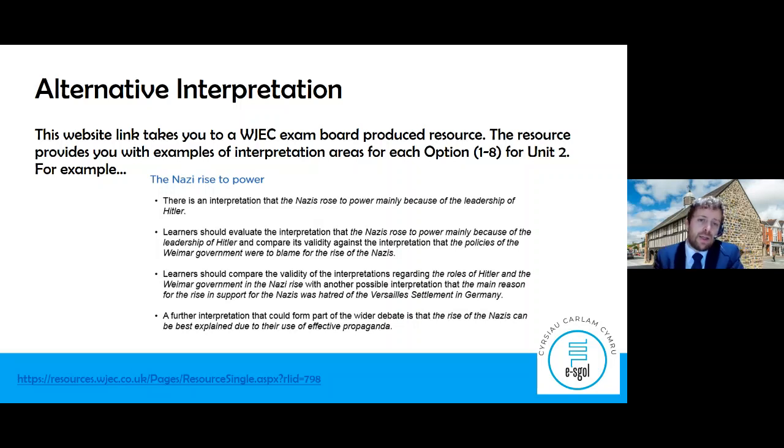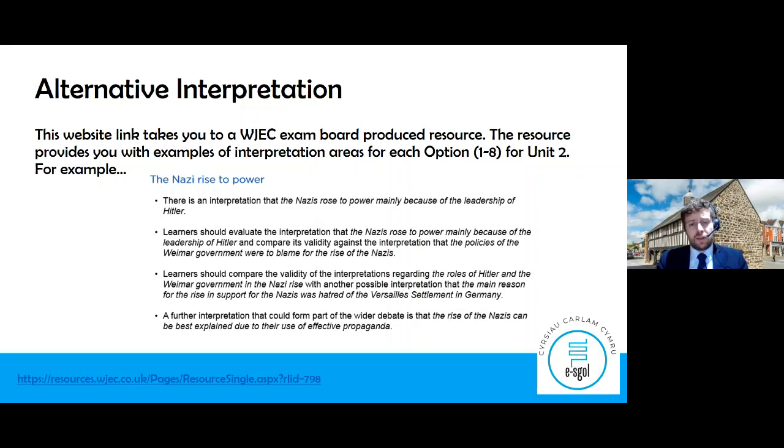Well, that is definitely not an interpretation we've come across so far in this question. The one in the question was that it was Hitler, and the same in interpretation 1. In interpretation 2, it was the failures of the Weimar government. This different interpretation is that it was the hatred of the Versailles settlement that lots of people supported in Germany. So it's a different interpretation, and that is what I mean you can include as the alternative interpretation. Here again, it gives you a further interpretation that could form part of the wider debate, that the rise of Nazis can be best explained due to their use of effective propaganda. So it could be a different alternative interpretation you include.